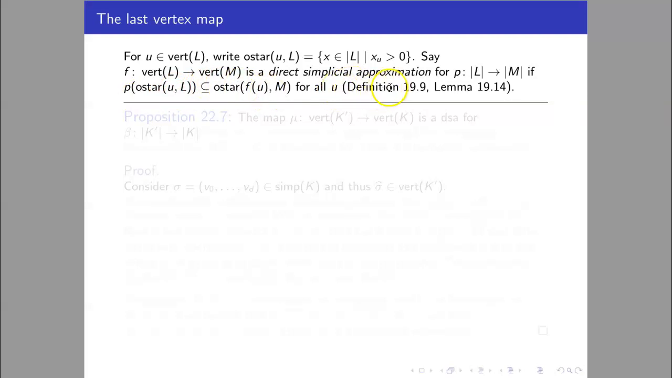Okay, so the original definition of a direct simplicial approximation is a little bit different. That was given in definition 19.9, but we proved at lemma 19.14 that the original definition was equivalent to this condition that we've written here.